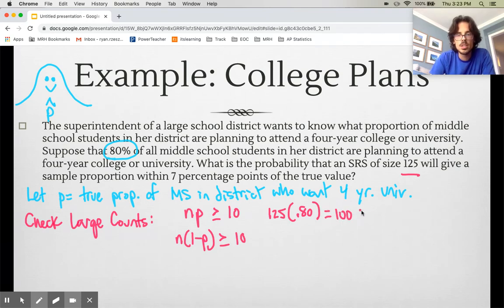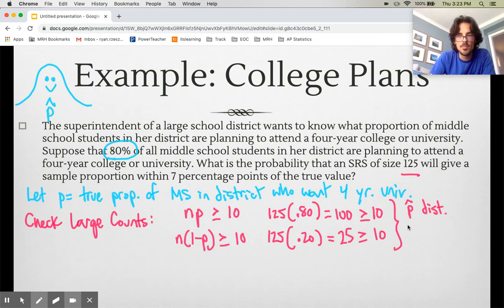That's totally greater than or equal to 10. Then I'm going to check this other guy, which would be 125 times 1 minus 0.8. Or if you want to, you can make it a 0.2. That's going to be 25, also greater than or equal to 10. This tells us that the p-hat's distribution is approximately normal.